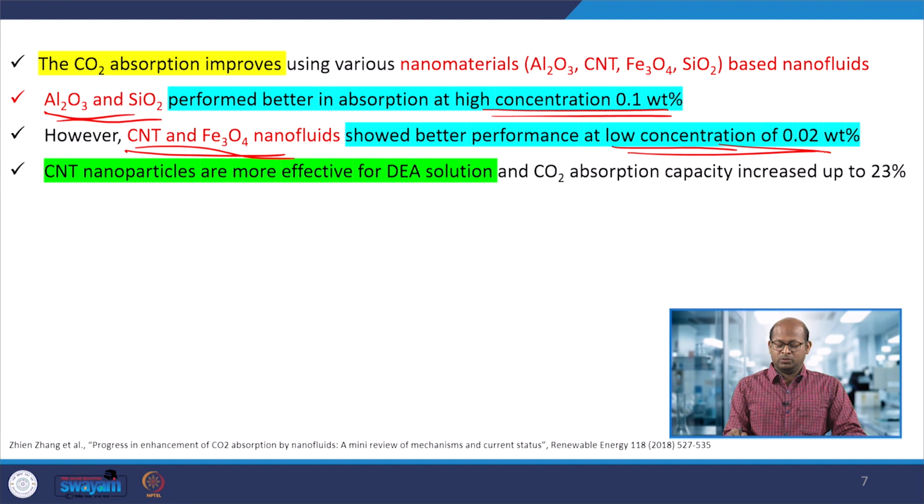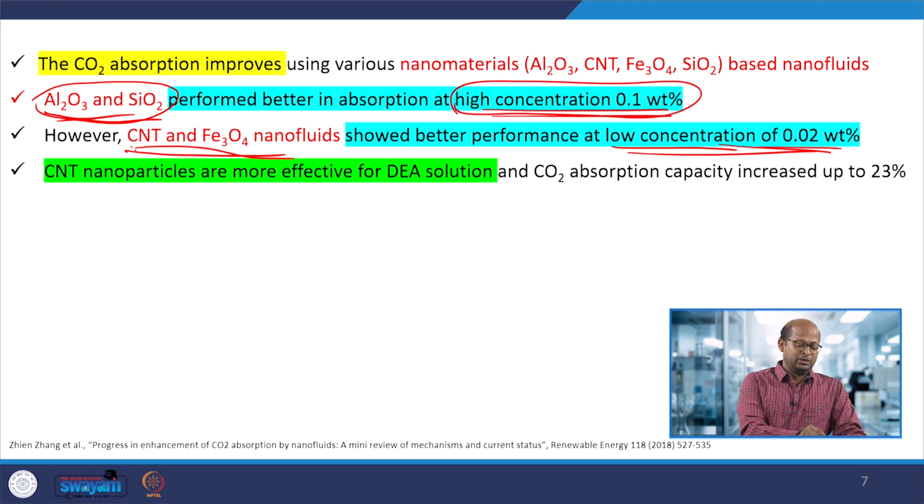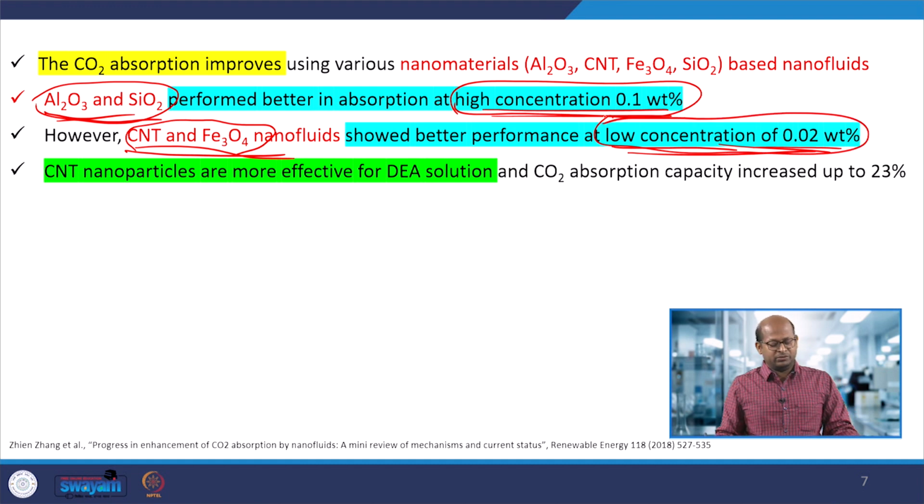In the case of alumina and silica, we have to use high concentrations of nanomaterials in that particular fluid, and if we use CNT or ferrous types of nanomaterials to prepare the nanofluids, then we have to use low concentrations of those nanomaterials, so that would perform better. And CNT can also be used for DEA solutions.